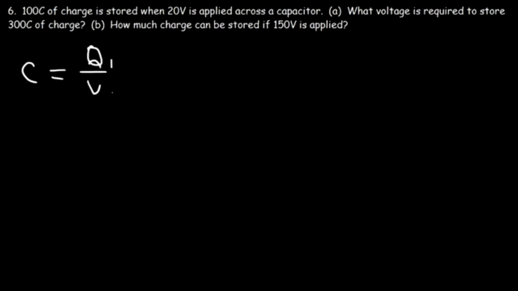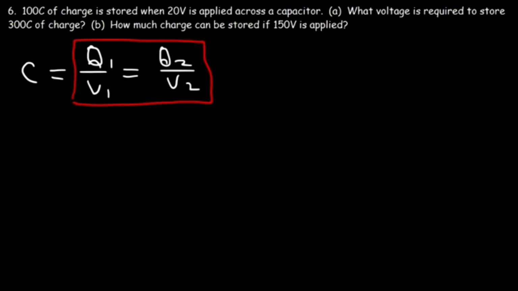Q1 over V1 is equal to C. If we change Q and V, let's say Q2 and V2, it would still equal the same capacitance. Therefore, Q1 over V1 is equal to Q2 over V2. So that's the equation that we're going to use.